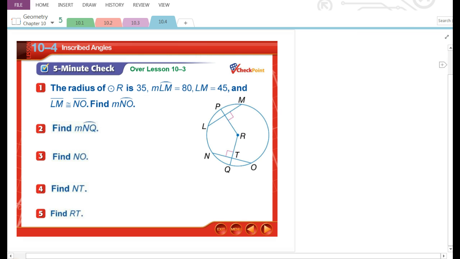So we're going to move on to the warm-up. I'll give you about a minute to do this warm-up, and we'll get started.